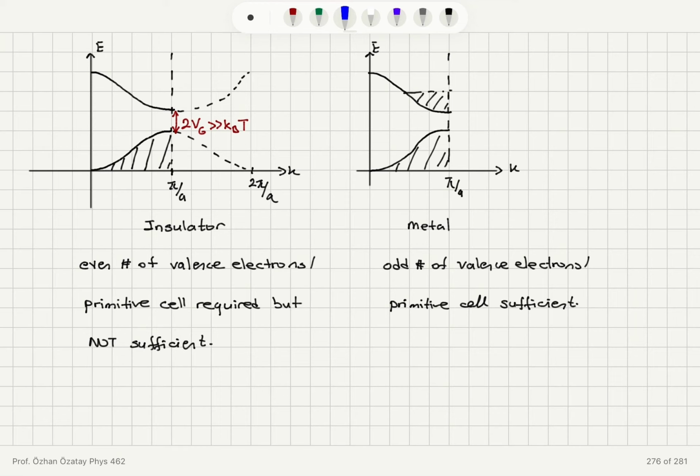If we have an odd number of valence electrons, then in this example we have a completely full valence band and a partially full conduction band above it, and this implies that we have states for electrons to move into, so this will act as a metal.